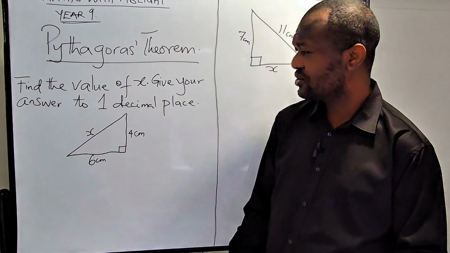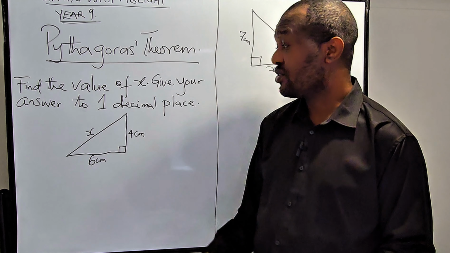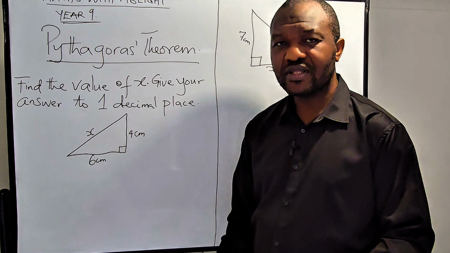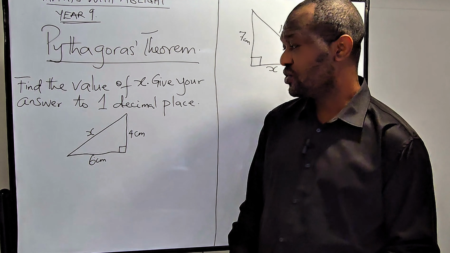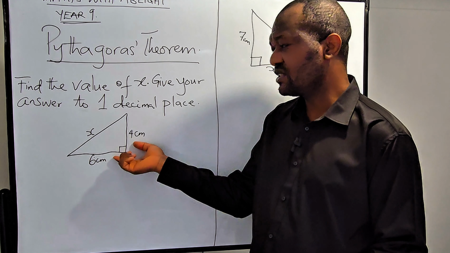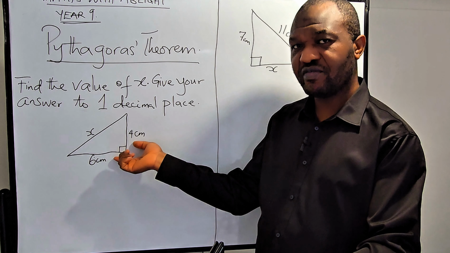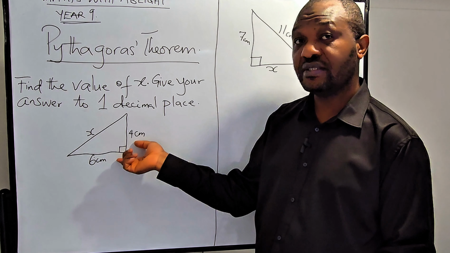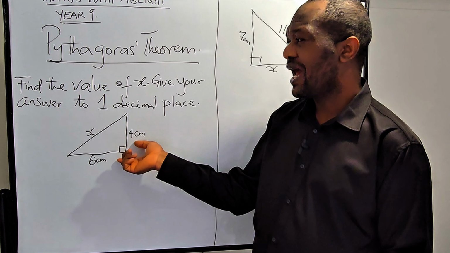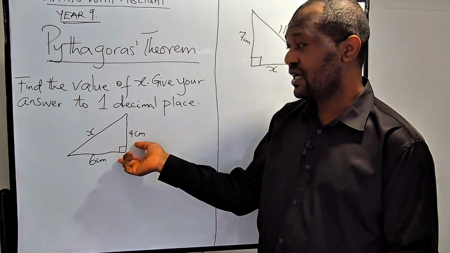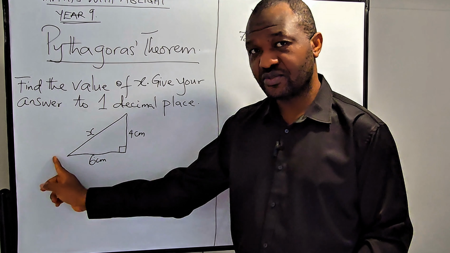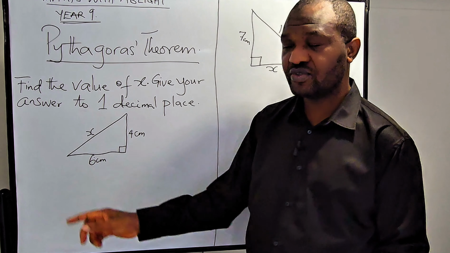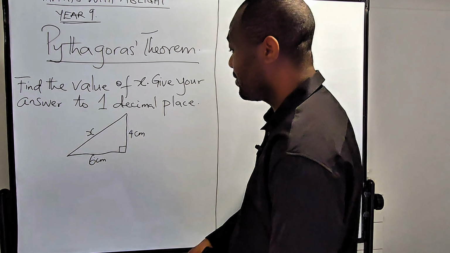So we have been asked to find x in this shape. X is on the hypotenuse side. From the previous video, what I explained, the side that faces directly the angle of 90 is called the hypotenuse side. So x is the side facing angle 90. So that is the hypotenuse. And Pythagoras is telling us that the square of the hypotenuse is equal to the sum of the squares of the other two sides. So we use that to find our solution.